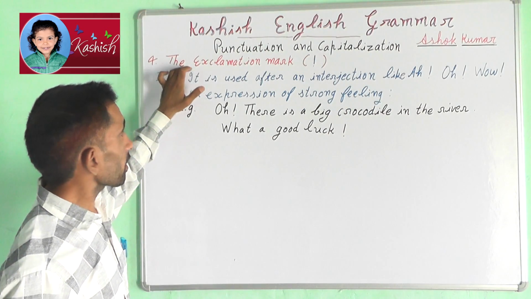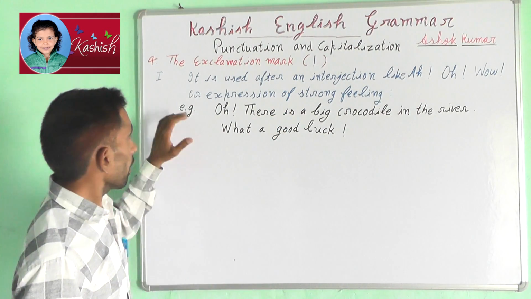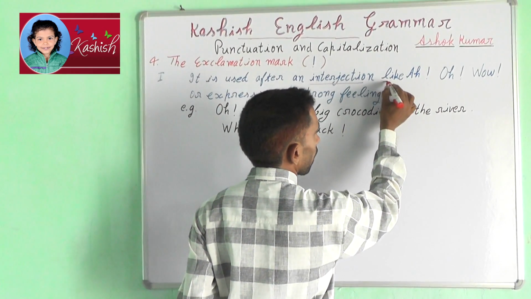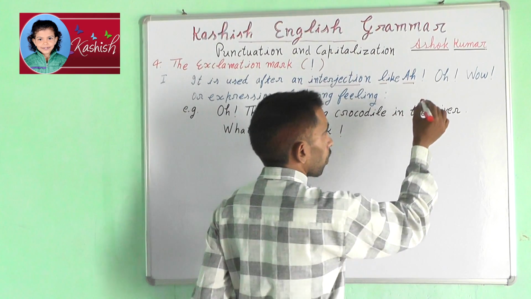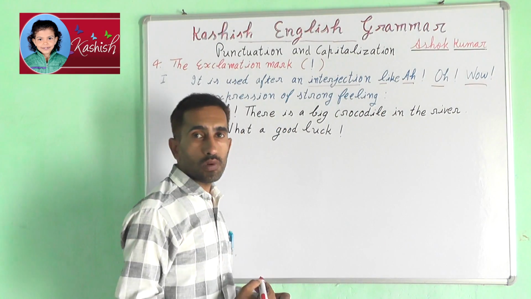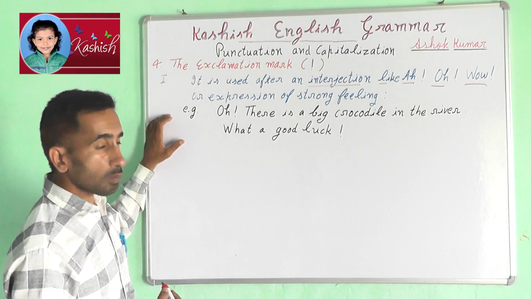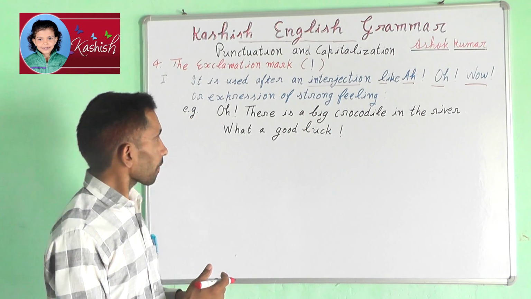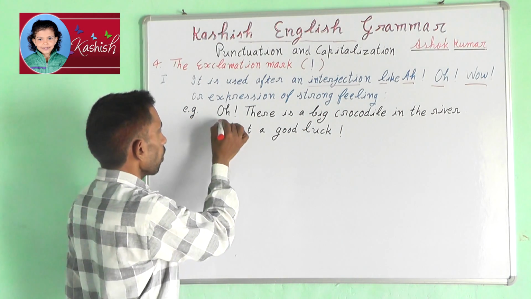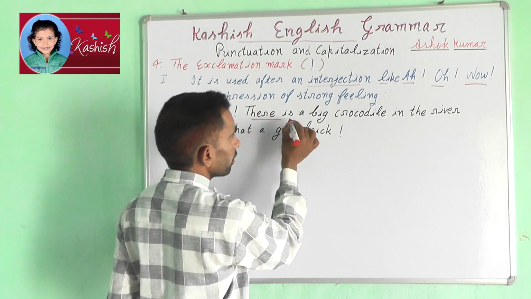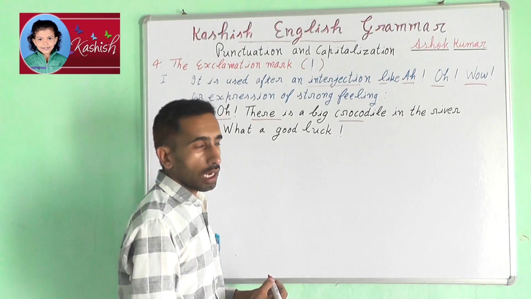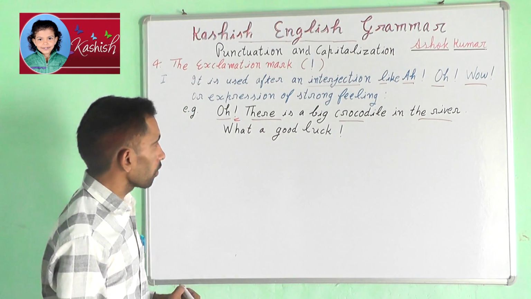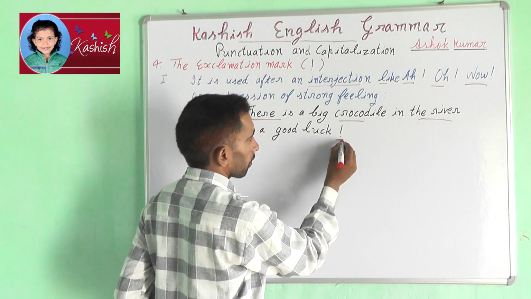Fourth, the exclamation mark. It is used after an interjection like ah, O, wow, etc., or to express some sudden feeling. For example, oh, there is a big crocodile in the river! Next, what good luck!